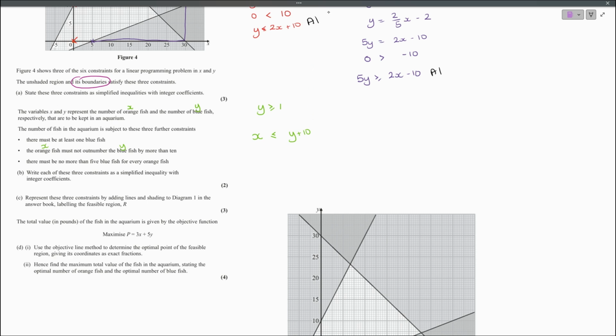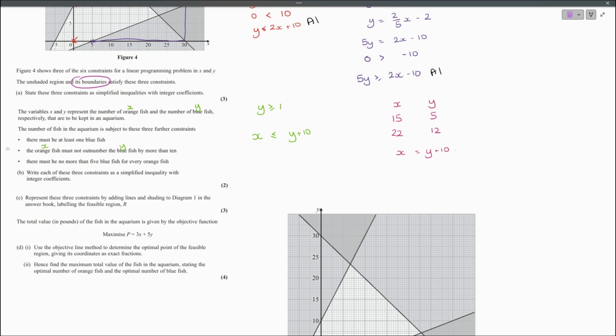And actually, there's a really good method to try if you're ever stuck. You can write out some values of X and Y that are on this boundary. So if, for example, I had 15 orange fish, I must have at least 5 blue fish, because the number of orange fish can't be more than 10 greater than the number of blue fish. If I had 22 orange fish, I need at least 12 blue fish. So I can see that X is equal to Y plus 10 here.